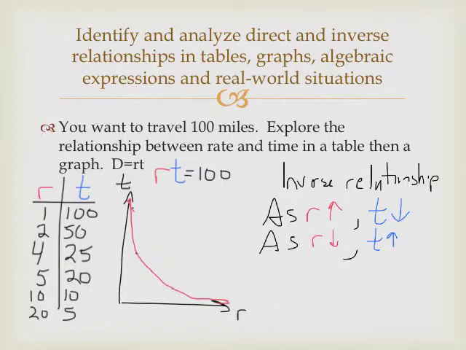Okay? If there were a direct relationship, you could imagine something with a direct relationship. As one variable increases, the second variable increases as well. As the first variable decreases, the second variable decreases as well. So they go at the same point.